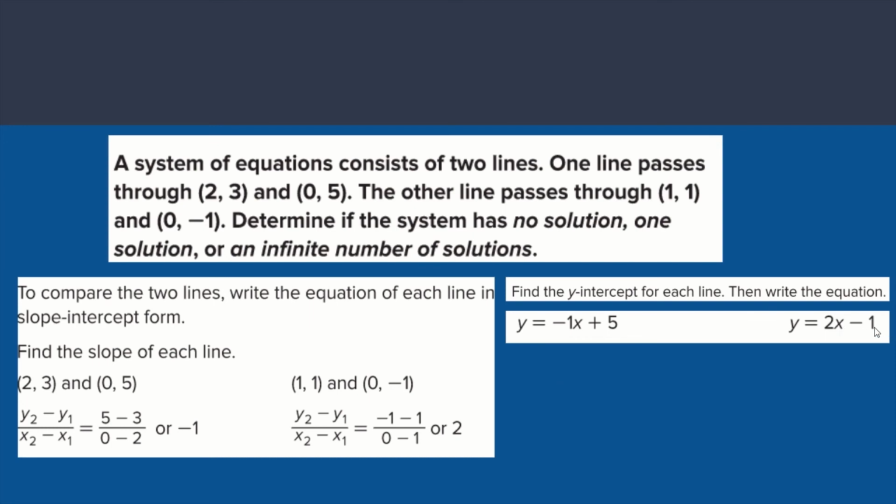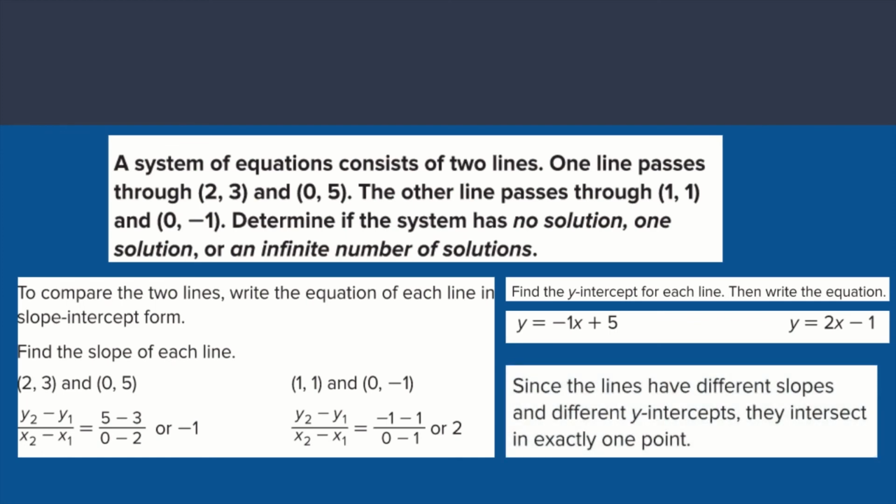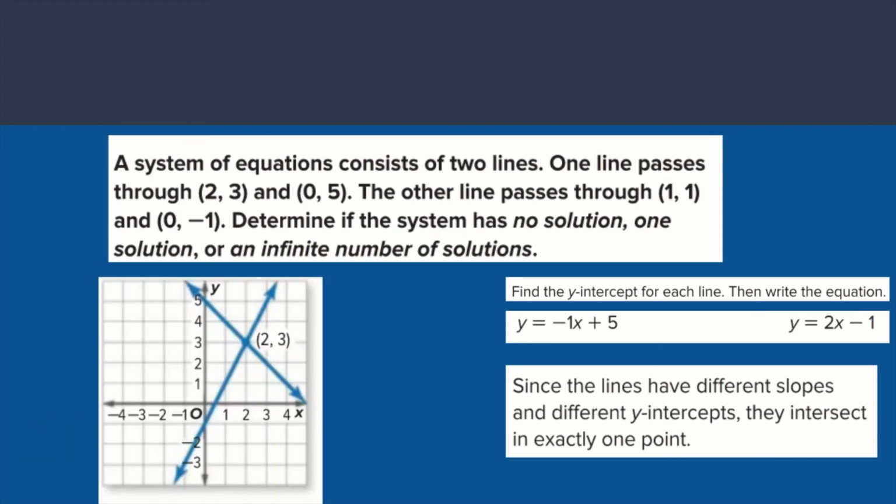Since I have these two equations, they have two different y-intercepts and two different slopes, so they're going to intersect at one solution. One solution is our answer here because they're going to intersect exactly at one point. If they had the same slope but different y-intercepts, it would be no solution. If I got both of these into slope-intercept form and they were the same line, then there would be an infinite number of solutions. And when I graph those two lines, I do see that they intersect at the point 2, 3.